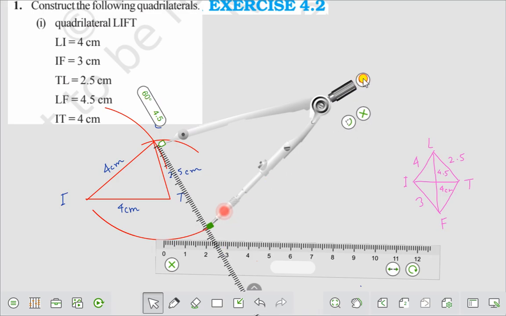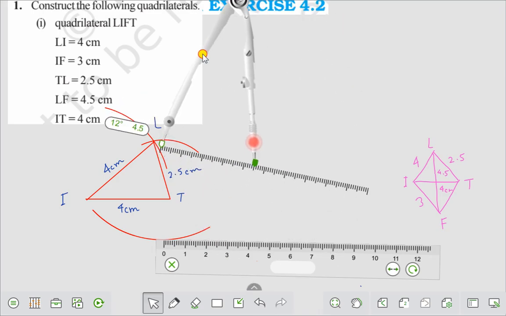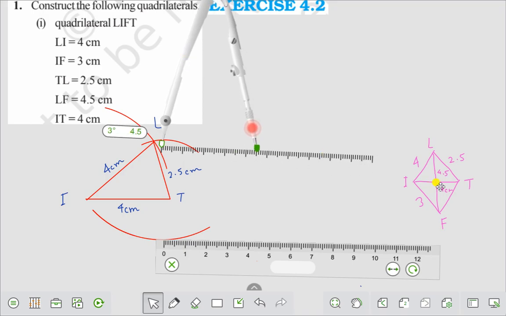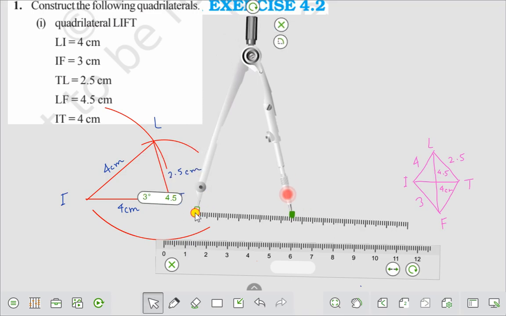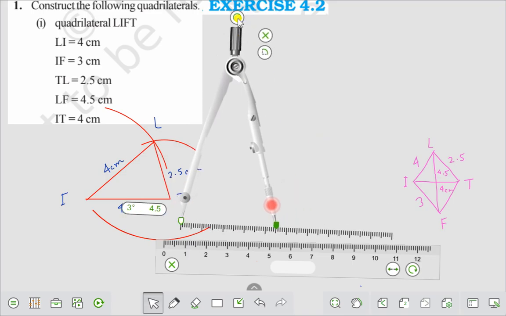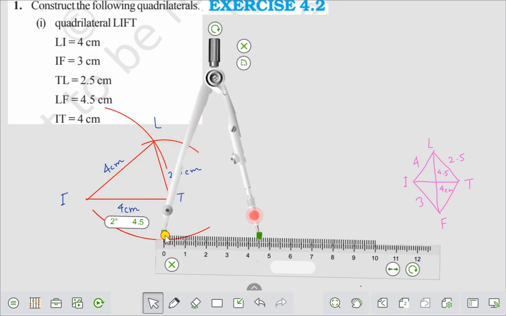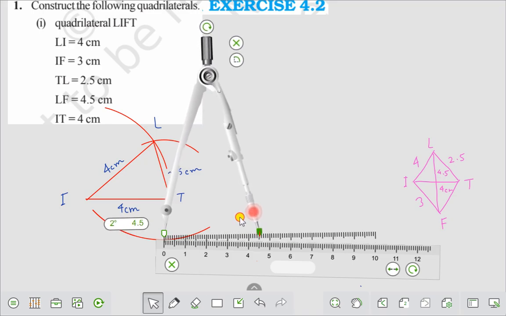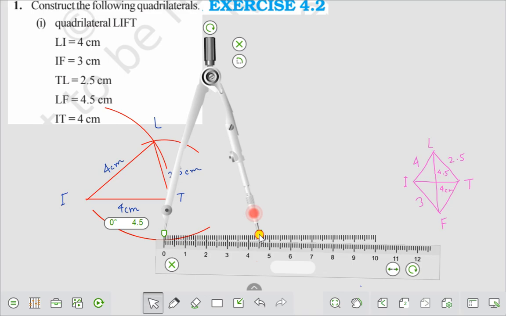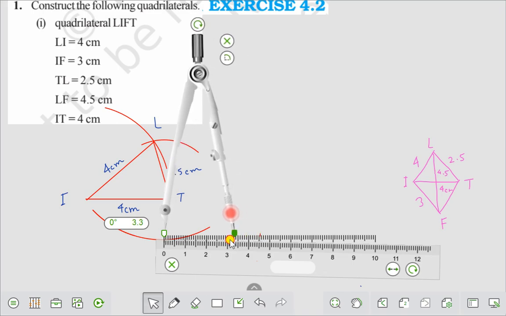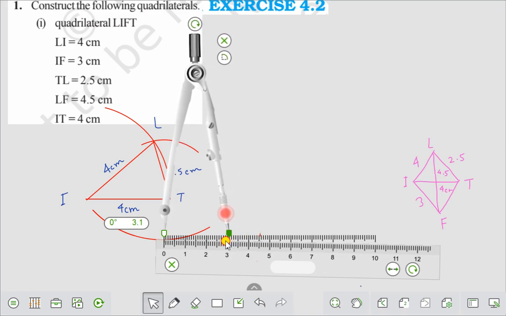Again, take this pointer again and take a length of IF, that is 3 centimeter, right? Take this pointer at 0 position and take an arc of 3 centimeter. You see, this is exactly 3.